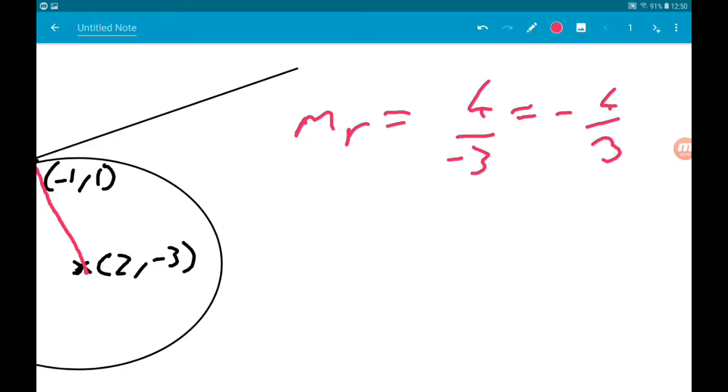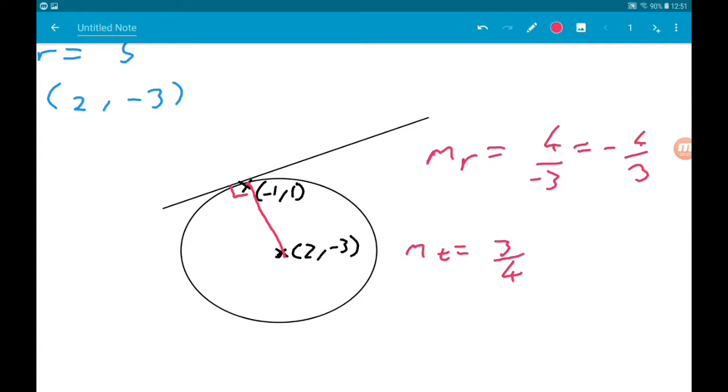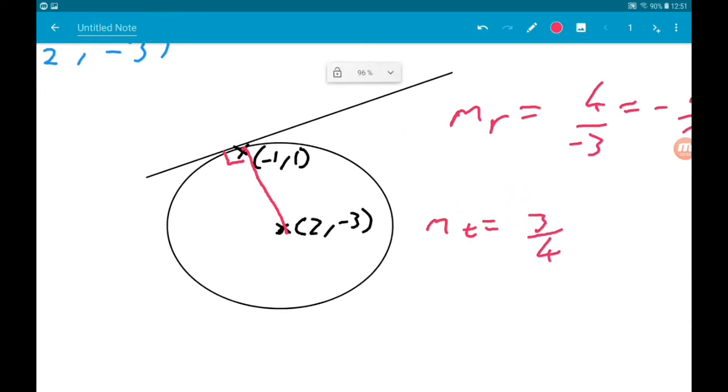Now, because the radius and the tangent are perpendicular, their gradients multiply together to minus 1, or, more simply, the gradient of a tangent is the negative reciprocal of the gradient of the radius. So the gradient of the tangent is positive 3/4. Okay, so now we use the general equation of a straight line, y is mx add c. So up to now, the tangent is of the form y is 3/4 x add c.